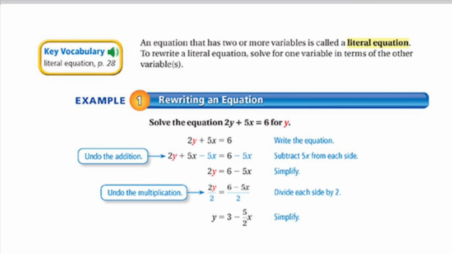Key vocabulary. An equation that has two or more variables is called a literal equation. To rewrite a literal equation, solve for one variable in terms of the other variable or variables.